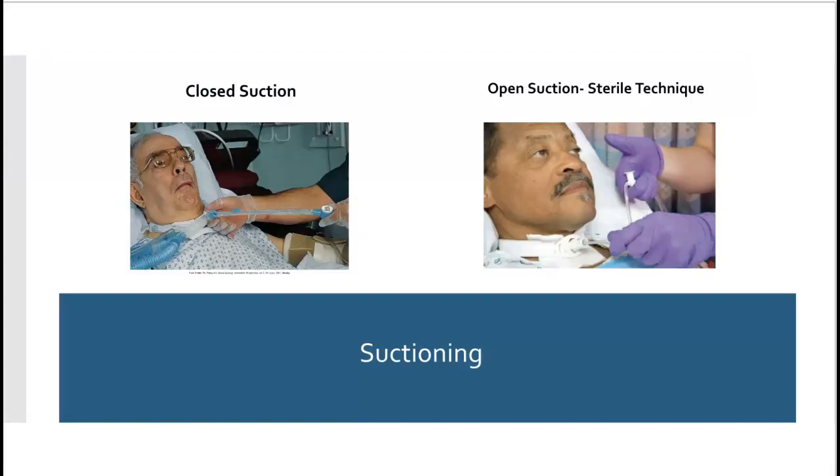Now there's a couple ways that we can suction. This is the open suction sterile technique, is what you learned in lab. This closed suction is really cool. It has a little plastic thing over it, and so they just wear regular gloves and they can stick that in there and pull it out, and this suctioning catheter stays sterile the entire time. And that's usually used when somebody is intubated in the ICU. They use those types of things.